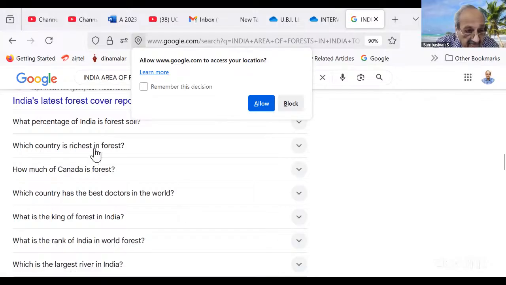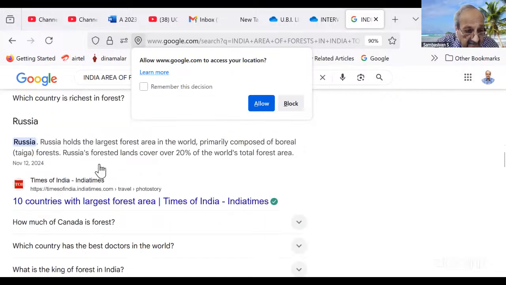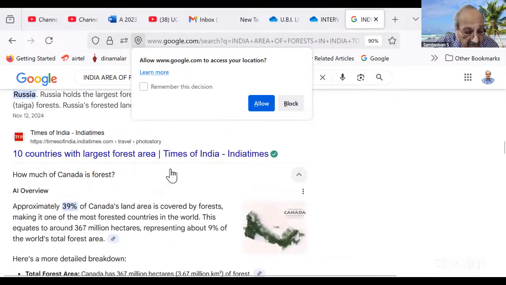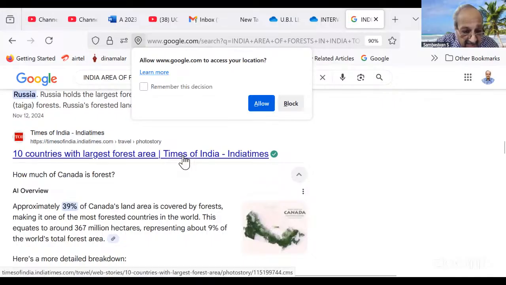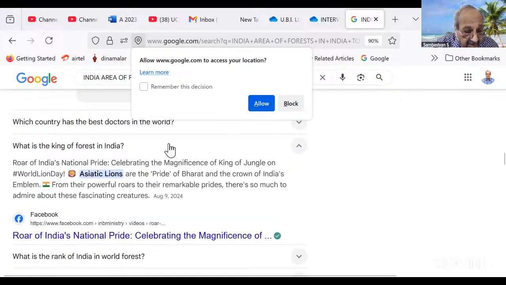Which country is richest in forest? Obviously, Russia. How much of Canada is forest? Approximately 39% of Canada's land is covered by forests. Okay. What is the king of forest in India? Roar of India, the nation's pride, Asiatic lions. Very good. Some such stray questions can be asked to you in your interview.